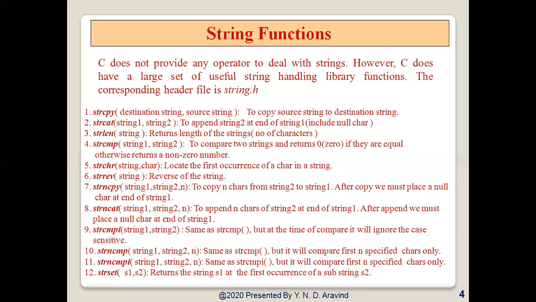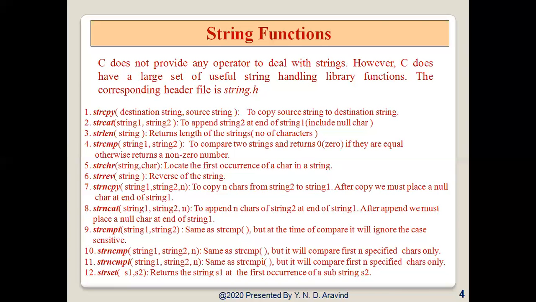Okay. Next one is strcmp of string 1 comma string 2. This is a string compare. We are going to compare the two strings, and if the two strings are equal, then it returns the value 0. If they are not equal, then it returns a non-zero value. Based on different compilers, sometimes it returns three values: -1, 0 and 1. We will see that in detail when we talk about the string compare function.